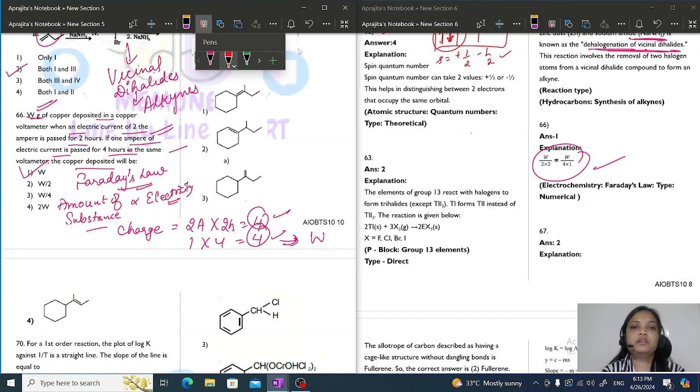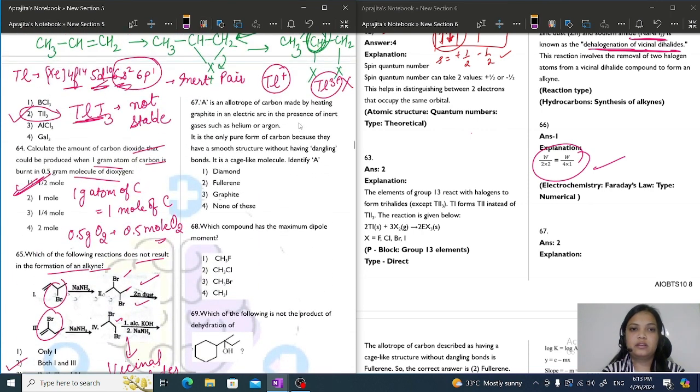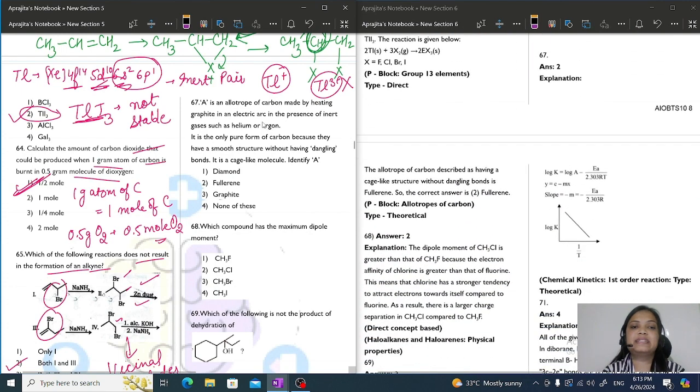Next is question number 67. A is an allotrope of carbon which is made by heating graphite in an electric arc in the presence of inert gases such as helium or argon. It's the only pure form of carbon because they have a smooth structure without having dangling bonds.